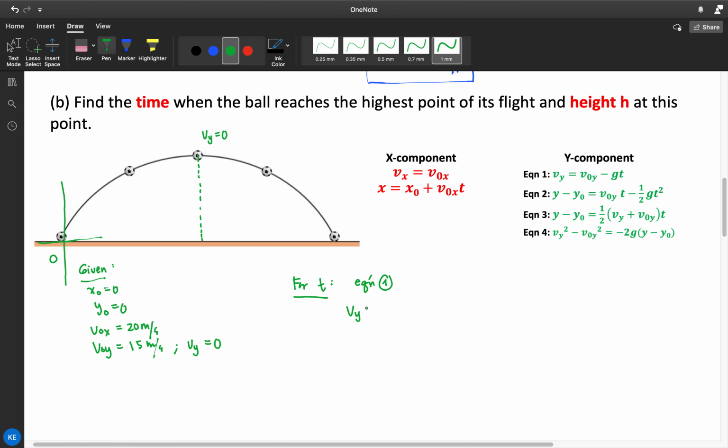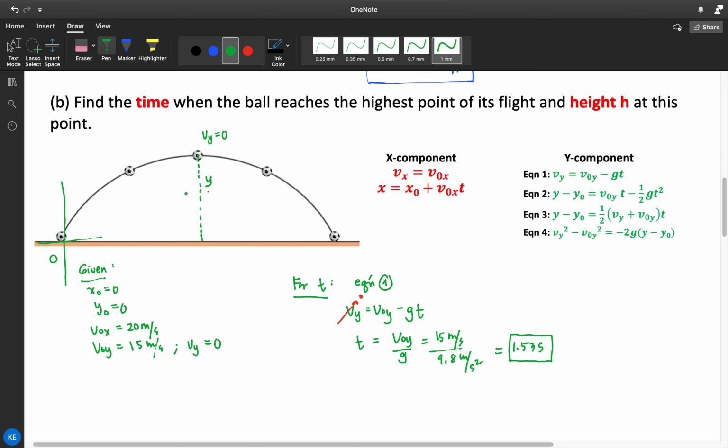So you'll have Vy is equal to V sub Oy minus GT. Vy cancels out, since it's 0. So we transpose to the other side of the equation. So your time t is simply given by V sub Oy over G. V sub Oy is 15. So 15 meters per second divided by 9.8 meters per second squared. So the answer would be 1.53 seconds.